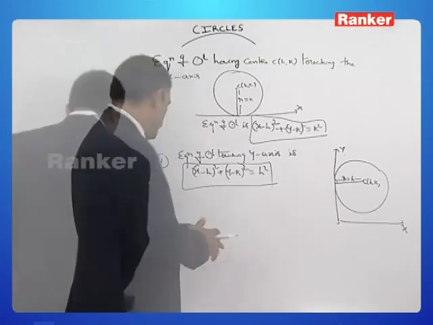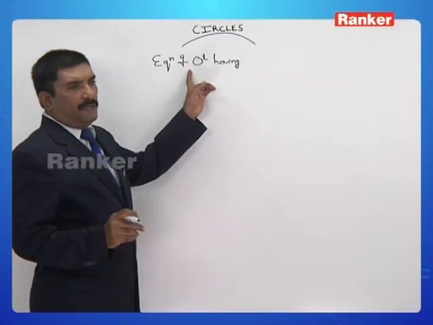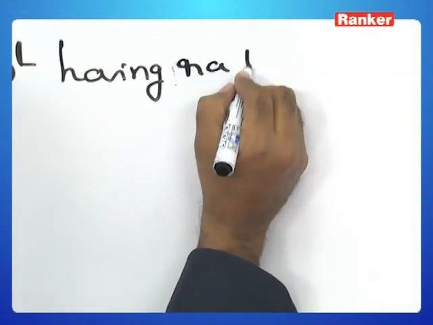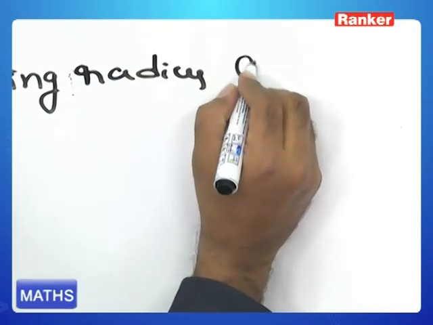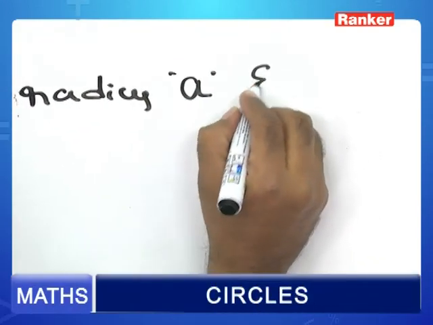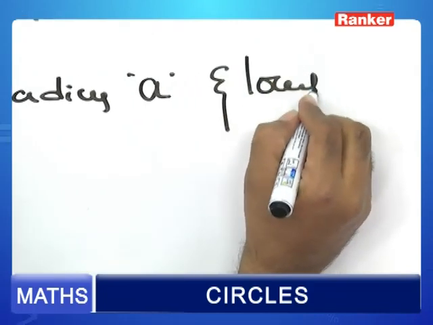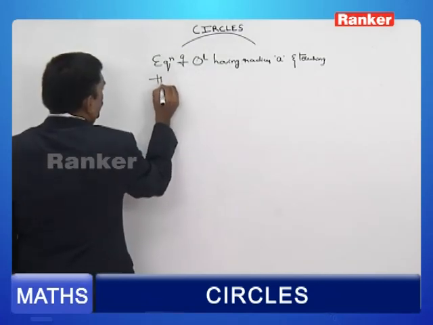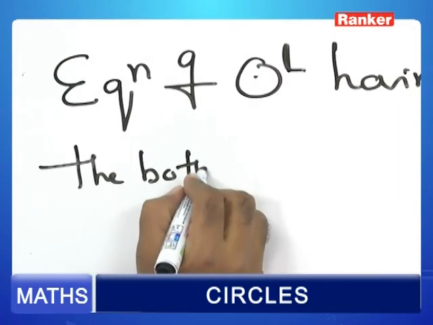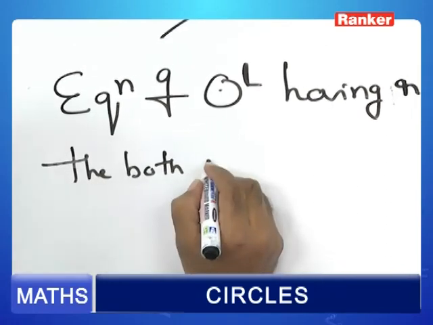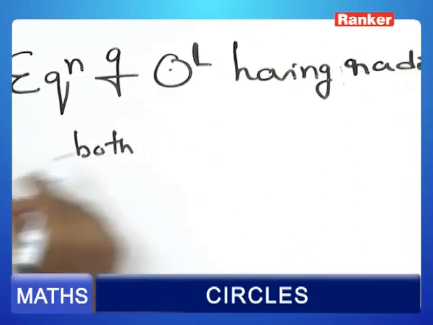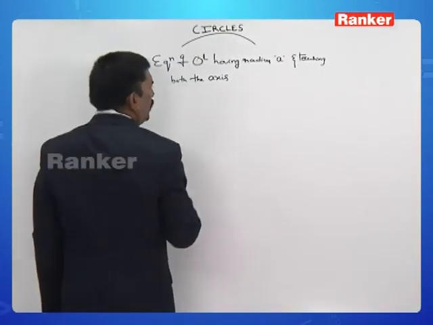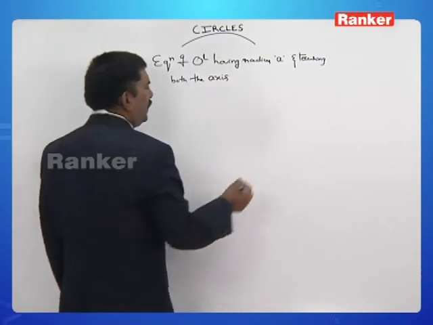Let us see. Now, the equation of a circle having radius a and touching both the axes. So therefore, let us see.